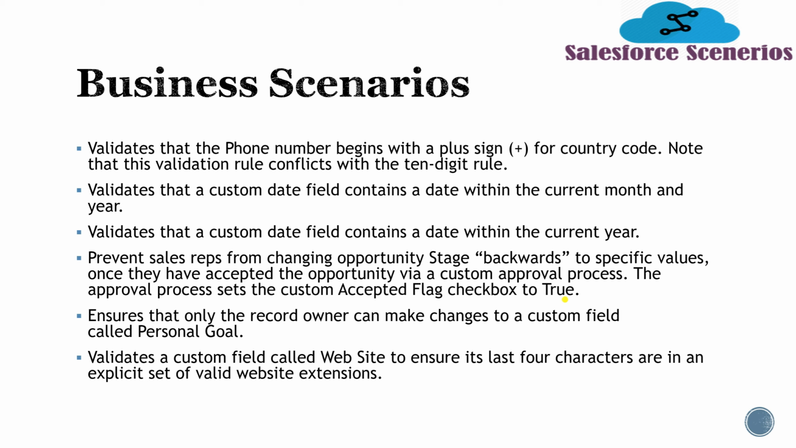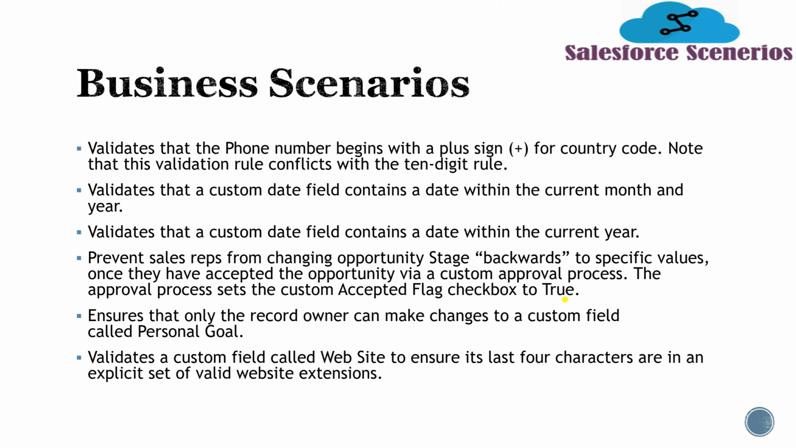Ensure that only the record owner can make changes to a custom field called personal goal. If that field is updated, then only the record owner of that record can update it. Validate a custom field called website, to ensure that the last 4 characters are in an explicit set of valid website extensions. Let's say www.google.com, www.facebook.com. Like this we can enter the website.